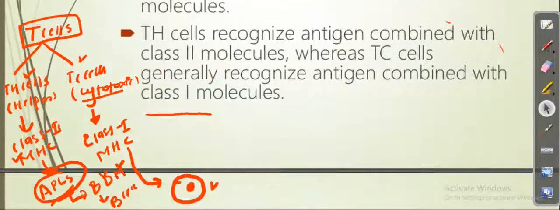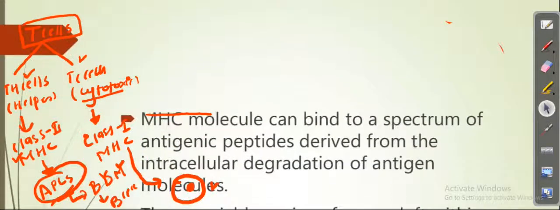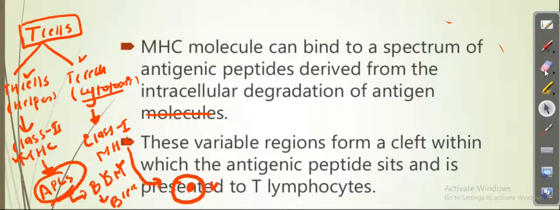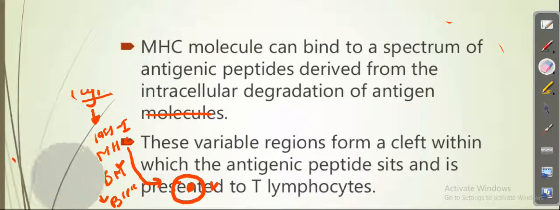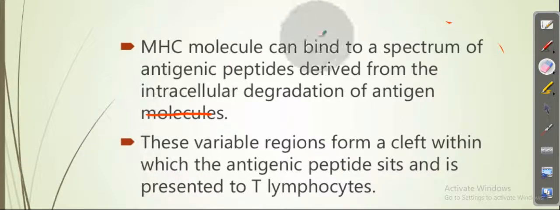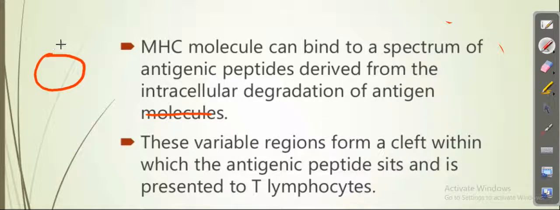So let us see now. Let me take one pen. So these MHC molecules can bind to a spectrum of antigenic peptides derived from intracellular degradation of antigen molecules. So these MHC molecules which are present on the cell have the tendency to combine with a spectrum of antigens. That means they have the tendency to combine with different types of antigen.